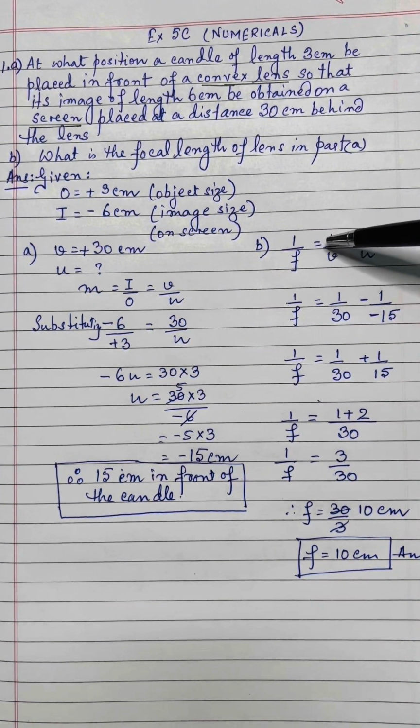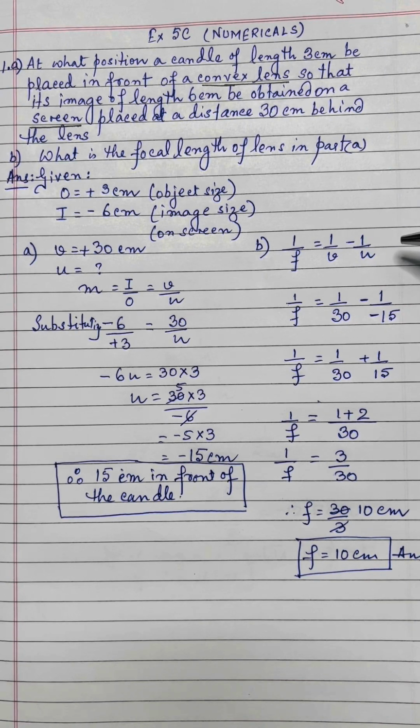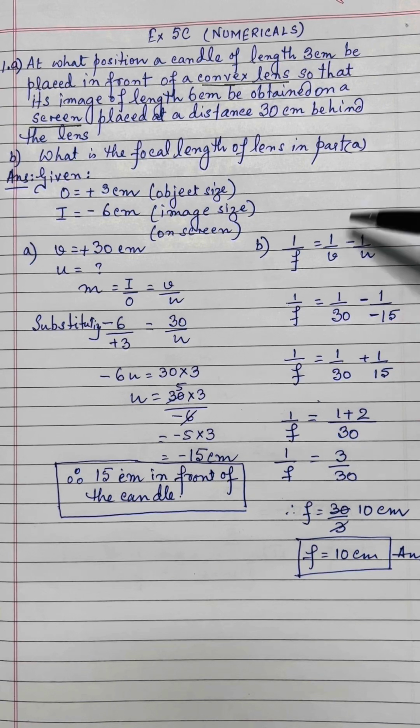Next part, we have to also find out the focal length using the formula 1 by f is equal to 1 by v minus 1 by u. Now, dear students, here one mistake the children make is, in this part only, they say that u is negative, so I will just make it minus u. So, it becomes 1 by v plus 1 by u.